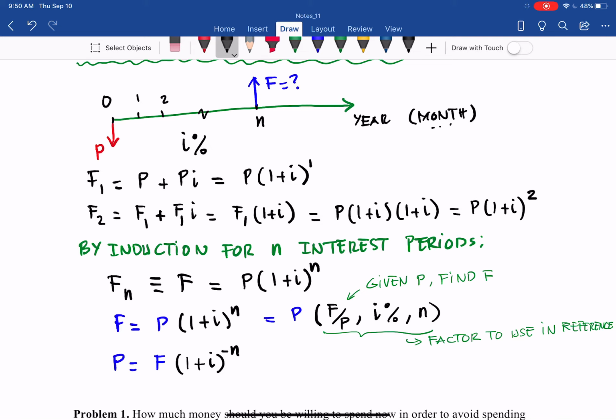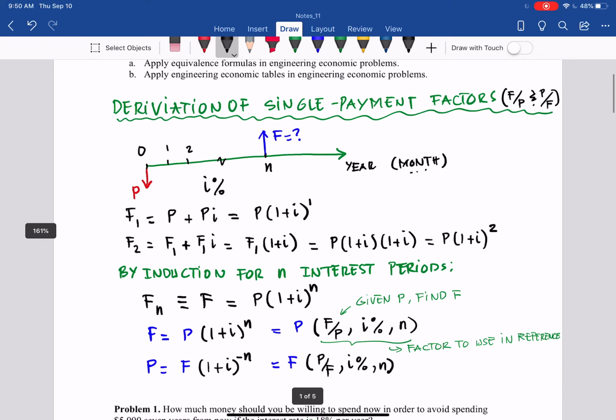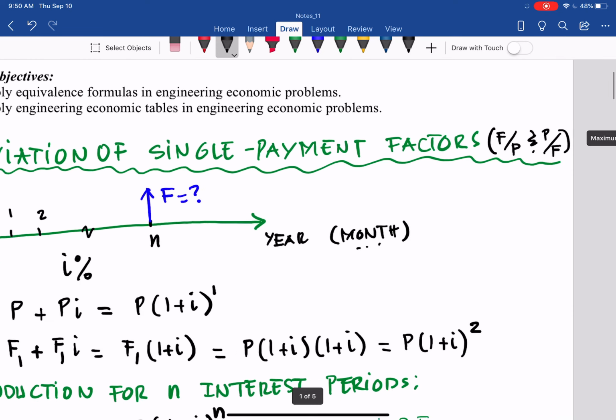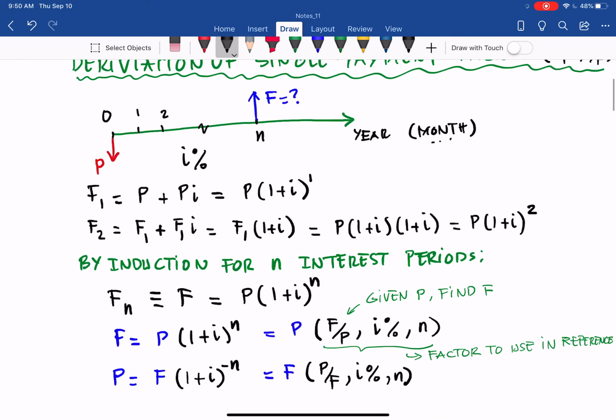And with that, we can use the factor in the table that is equal to F. In this case, they give us F and we find P. So it will be P over F, given F find P, at I percent and n. And again, that is also a factor to use in the reference, nothing to do with the ratio. That's why we say the factor F over P and P over F.